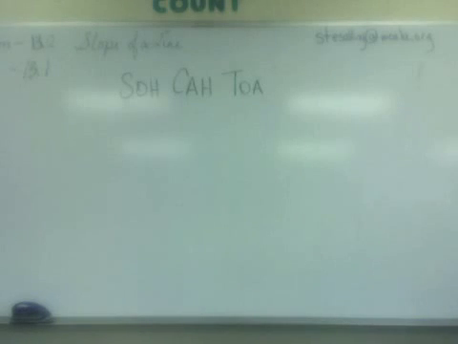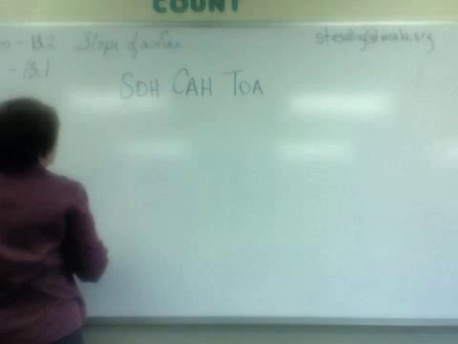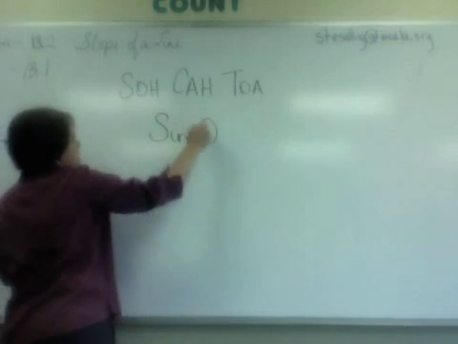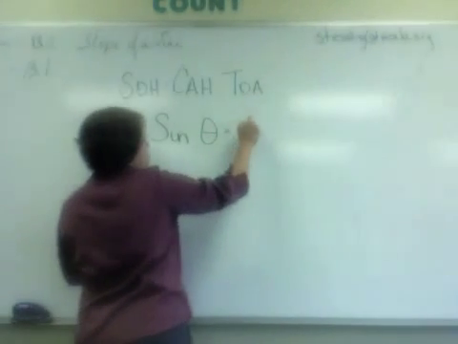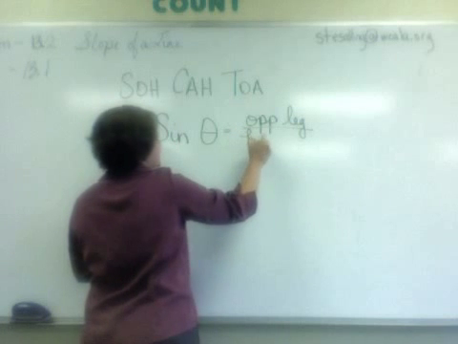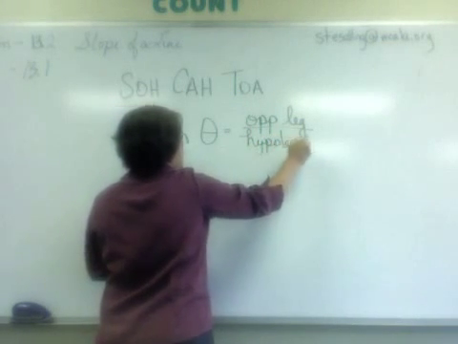The letters are acronyms for the parts of the functions. Okay, the first one, SOH, refers to the sine function, and it is this. The sine of theta is equal to O, which represents the opposite leg, and H represents, I can't spell hypotenuse today, there we go.